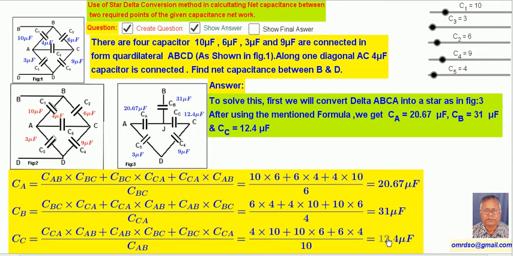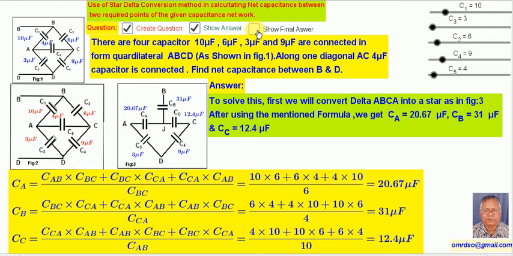So this way you can find the capacitance of this delta form in a star form. Why have I done it? By doing this, I have made the circuit very simple. Now DA and AJ are in series. Similarly, DC and CJ are in series. And these two series combinations are in parallel. And then finally they will be in series. So here I have already mentioned everything.